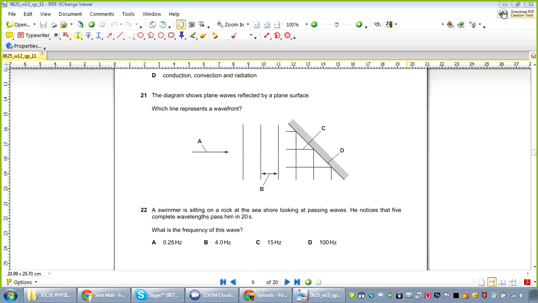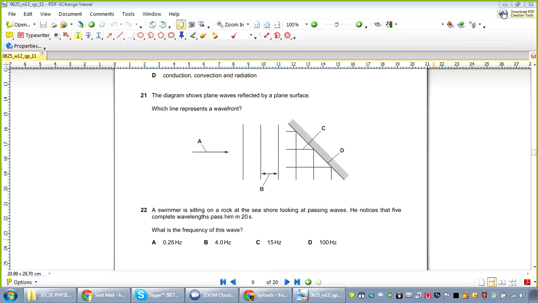Yes, you can continue from 21st question. The diagram shows plane waves reflected by a plane surface. Which line represents a wavefront? B. Okay.